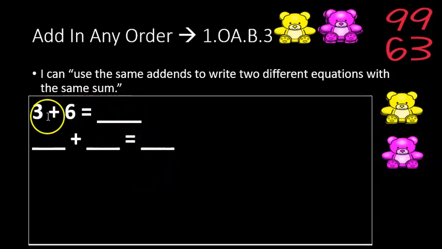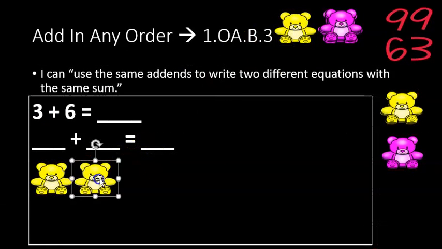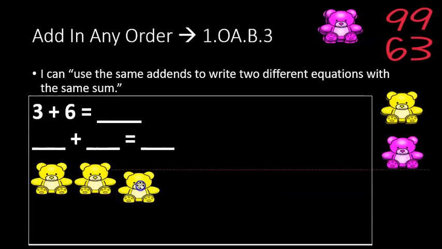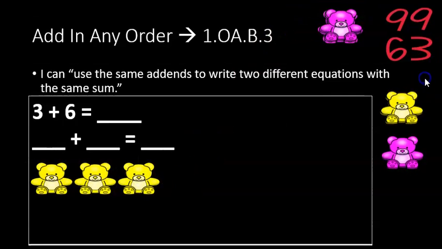Now, 3 is right here, so let's get 3 of our teddy bears here. 1, 2, 3, okay? Now we have 3 teddy bears there. Now we're done with that 3. Now we come to that 6. We need 6 more teddy bears here. So let's get 6 of them here.